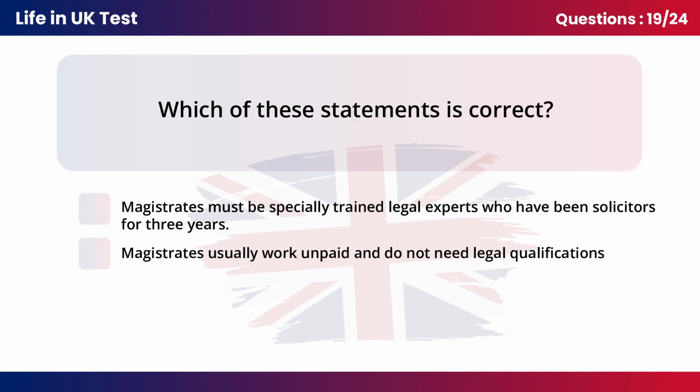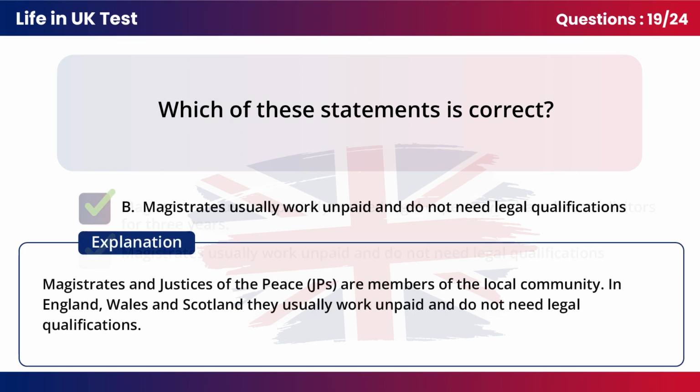Question 19. Which of these statements is correct? B. Magistrates usually work unpaid and do not need legal qualifications. Magistrates and Justices of the Peace, JPs, are members of the local community. In England, Wales, and Scotland they usually work unpaid and do not need legal qualifications.